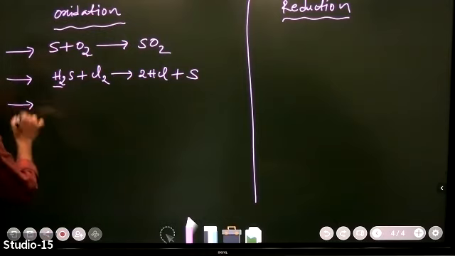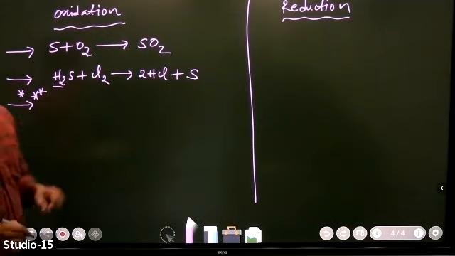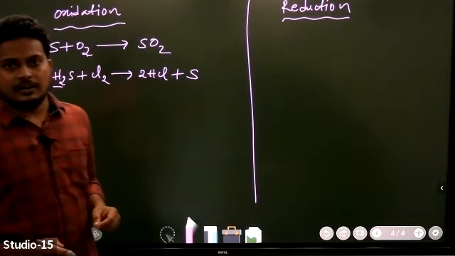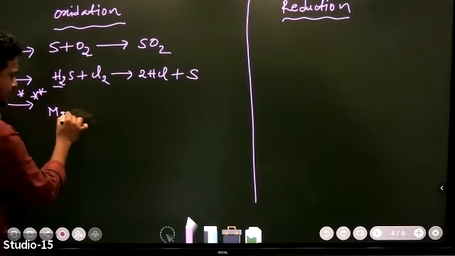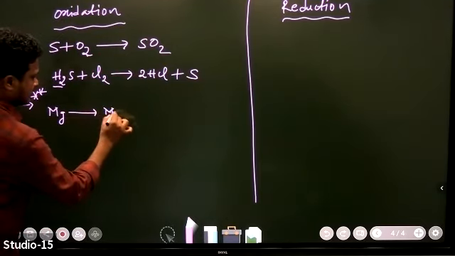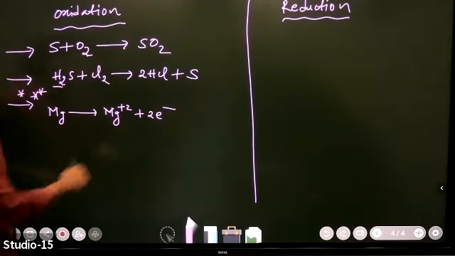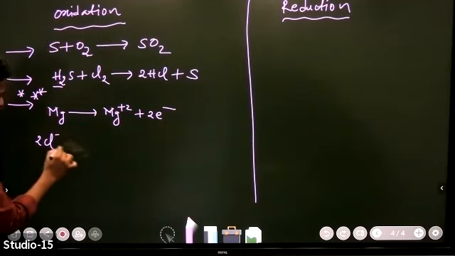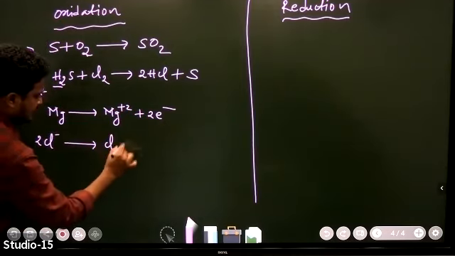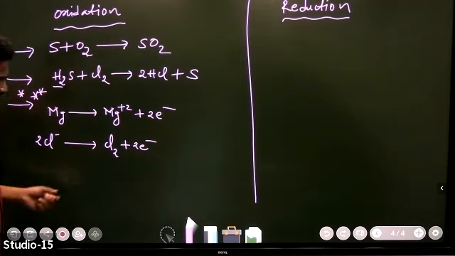And the next one, the most important one: removal of electrons is called oxidation. For example, if from magnesium you remove 2 electrons, what do we get? Mg2+ and 2 electrons. This process is called oxidation. If you take 2Cl minus, it gives Cl2 and 2 electrons. This process is said to be oxidation.